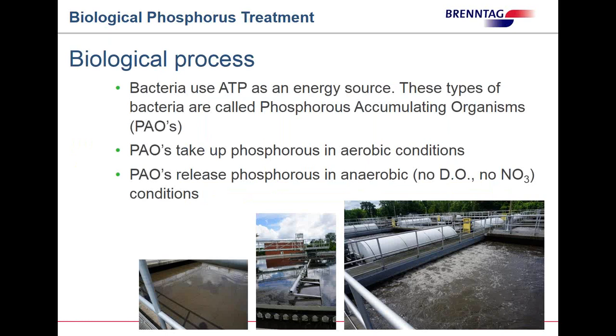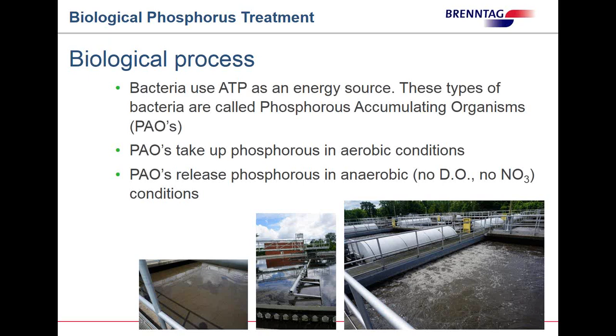So now we're going to take this a step further and discuss the biological process for phosphorus removal. As I said before, the key to effectively treating phosphorus is to convert all the soluble phosphorus to the insoluble form for settling and filtering. So biological removal processes are designed to cultivate microorganisms in the suspended solids or mixed liquor suspended solids that store phosphorus. Microorganisms can use a phosphorus compound called ATP, adenosine triphosphate, as an energy source.